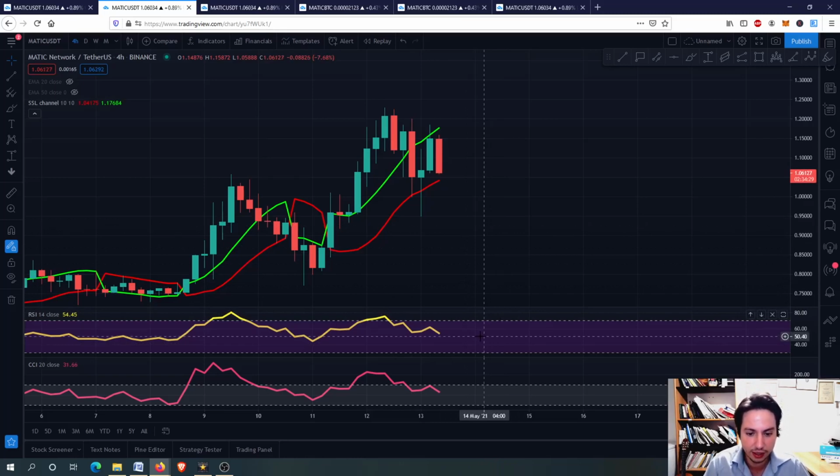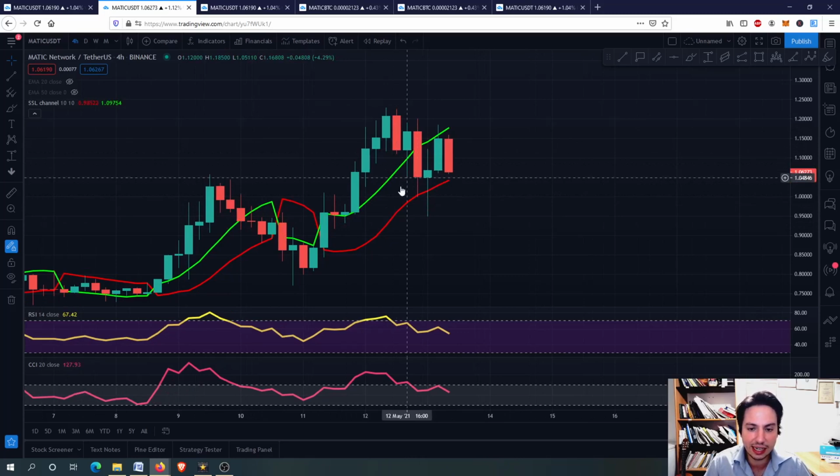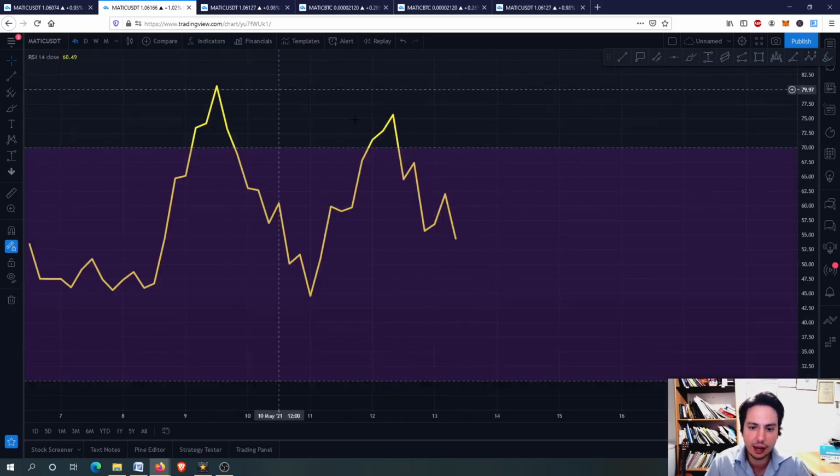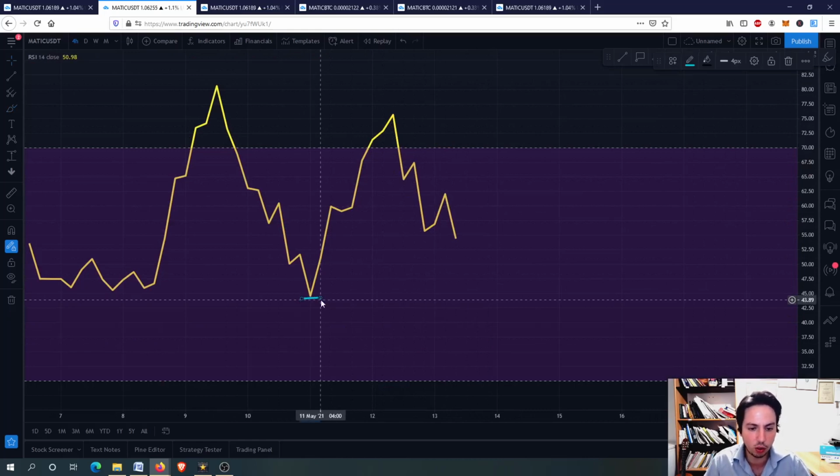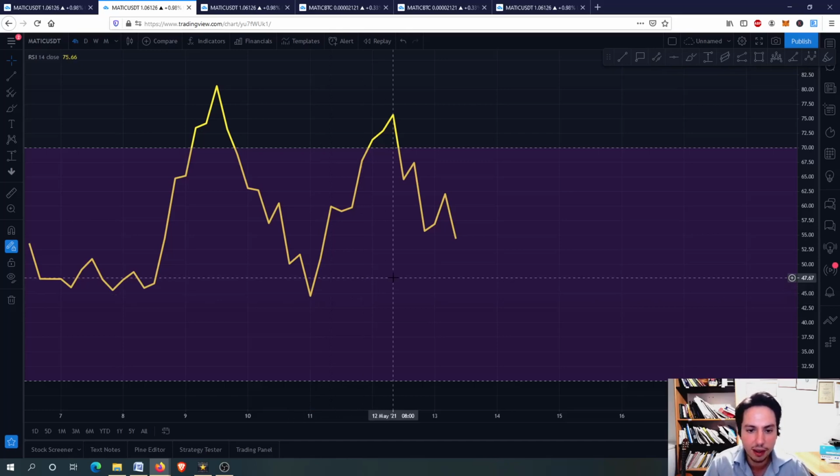Okay, right now, guys, what we want to see, according to the SL channel, we still have a buying opportunity for the short term. The green line is above the red line. We are seeing lower highs here, but we don't care as long as we don't go beyond this key level right here formed on 11th May.